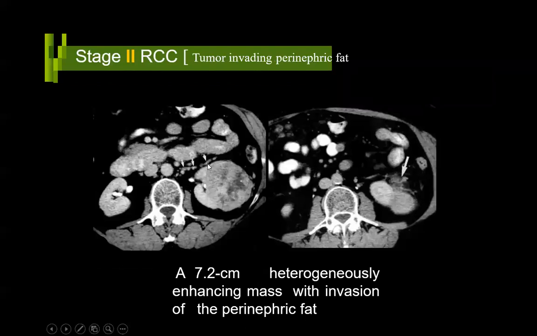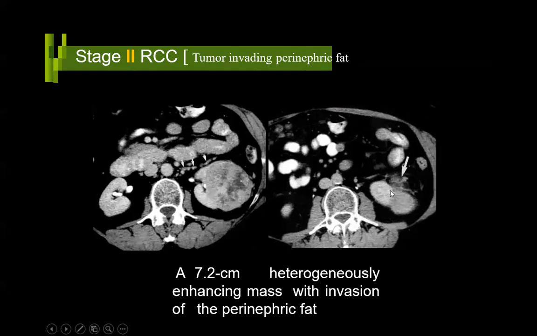This is when the tumor is stage 2. Obviously, the tumor size is more than 3 centimeters. There are a few necrotic areas. Again, heterogeneous enhancement inside. It is going into the perinephric fat. So it is infiltrating the perinephric fat, but hasn't gone beyond the Gerota's fascia.